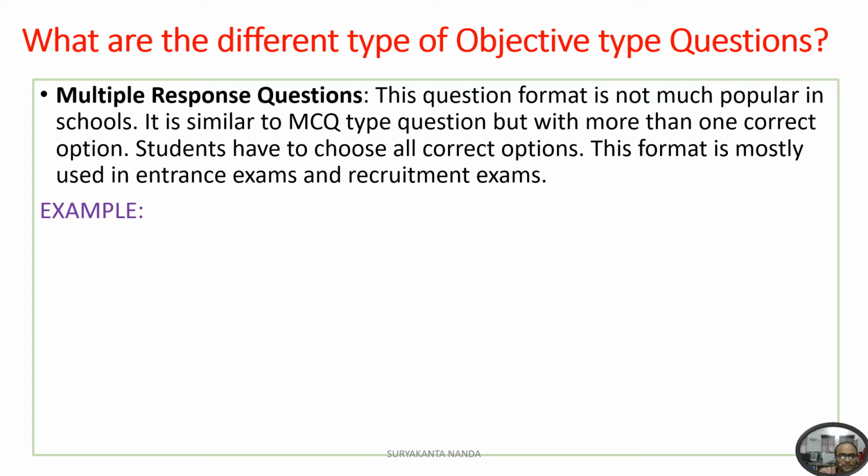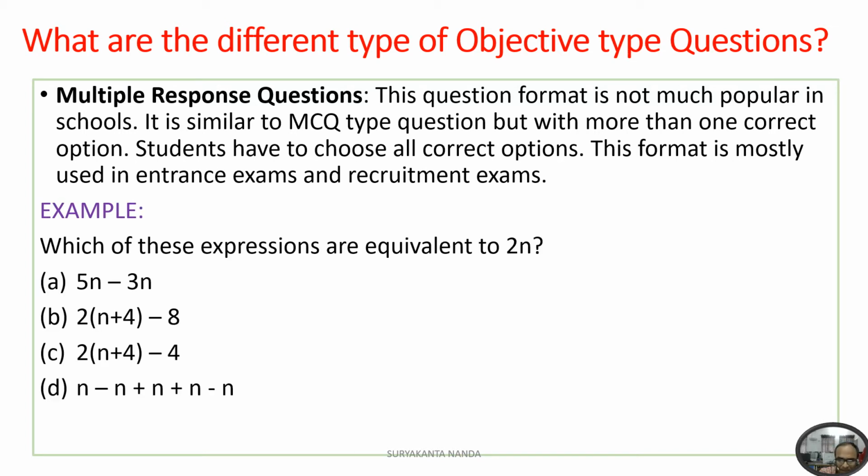For example, suppose the question is like this: which of these expressions are equivalent to 2n? 4 options are given: 5n minus 3n, 2 into (n plus 4) minus 8, 2 into (n plus 4) minus 4, n minus n plus n plus n minus n. 4 options are given, a statement is given, students have to choose the correct answers out of these 4. There may be more than one correct answer. Here options A and B both are correct for this question. The multiple response question means an MCQ having more than one correct option.